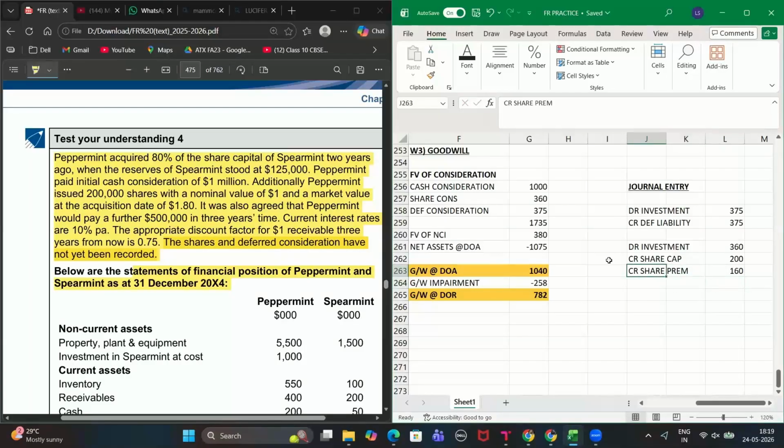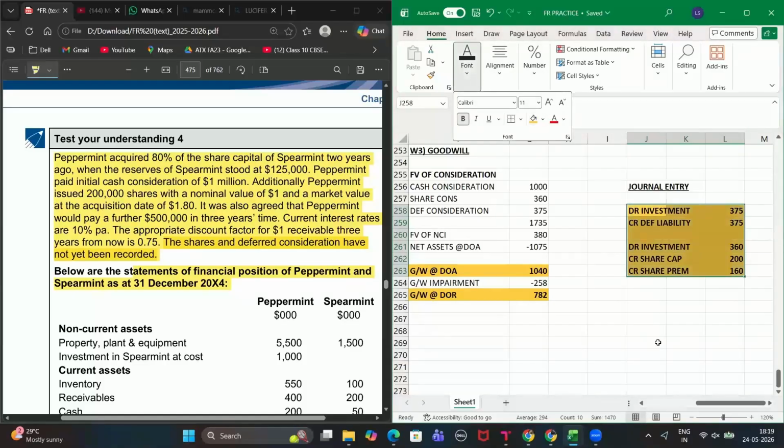Is this journal entry clear, guys? Are you guys confident with journal entries now? Got the concept right?